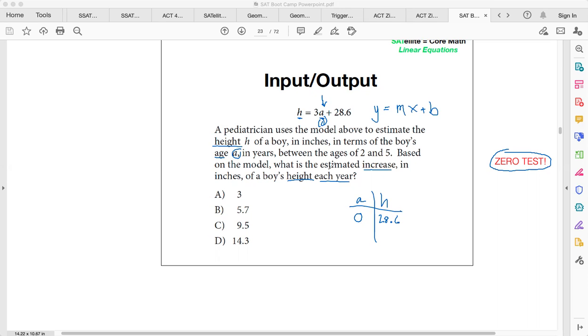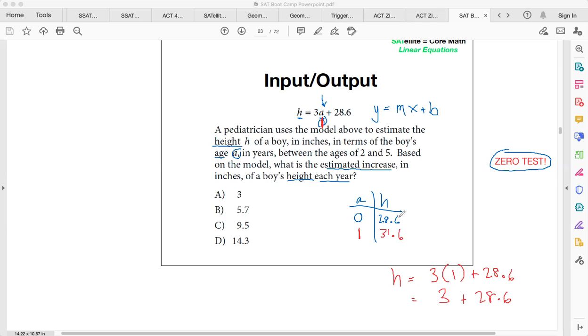Now remember, we're trying to figure out the estimated increase in height each year. So what should we do next? We should add a year to the boy's age. Let's make him 1 year old. So I'm going to put a 1 now in for my a, and I'm going to do the equation down here. H equals 3 times 1 for a plus 28.6. Doing the math, that's 3 plus 28.6, which is going to equal 31.6.